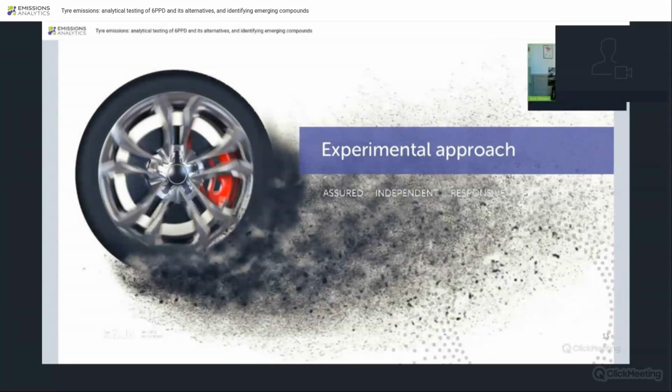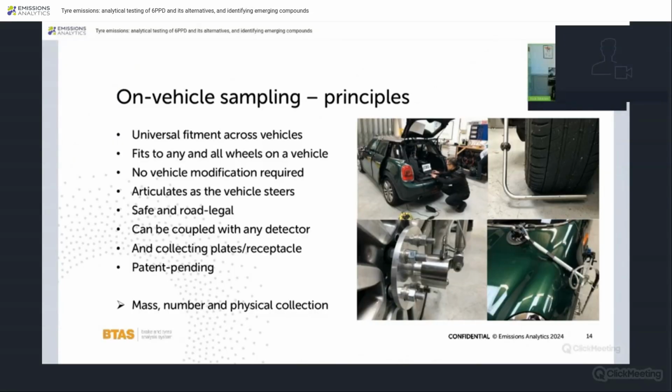regulatory point of view. Moving on now to what we do in our experimental approach, and I'll shortly hand over to Ime to talk in more detail. The first thing we're able to do is collect wear material in real world driving. So we've developed a patent pending system which has universal fitment on any vehicle that allows for collection of material in a road legal way on the public highway.